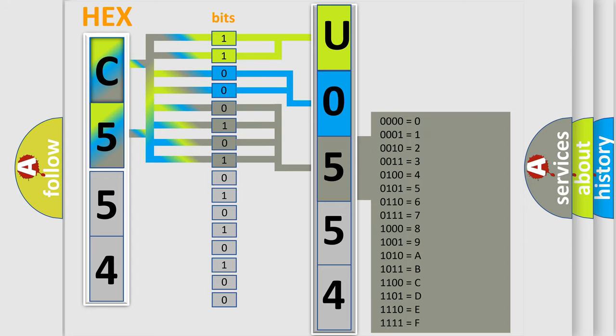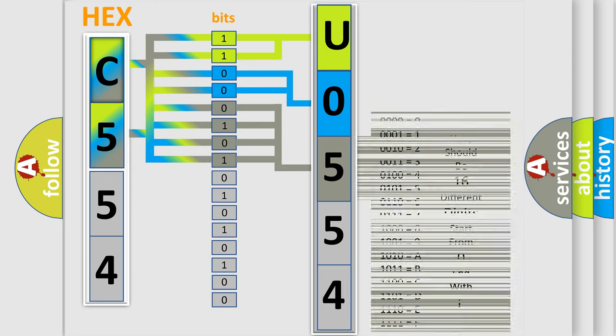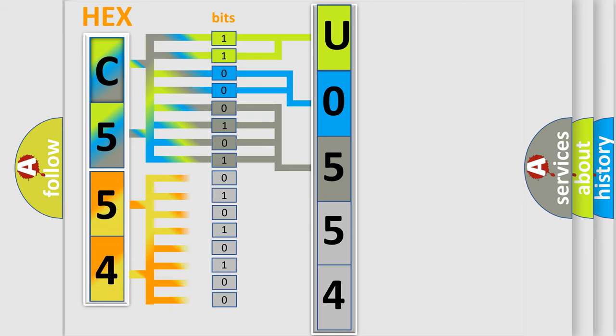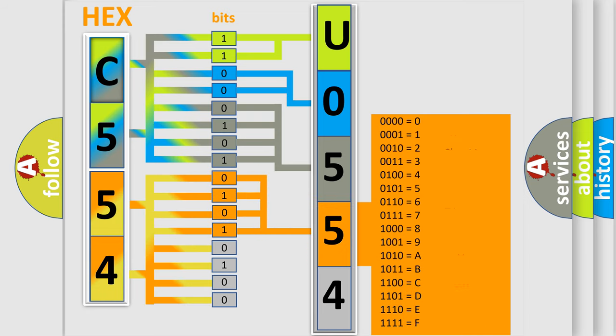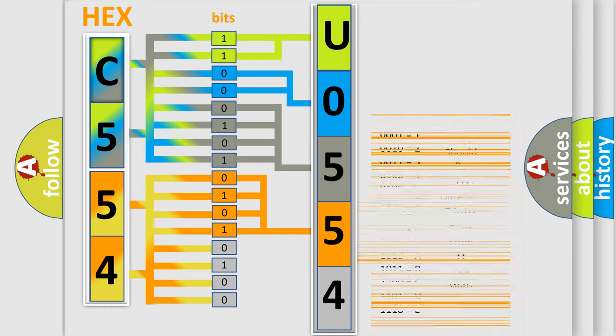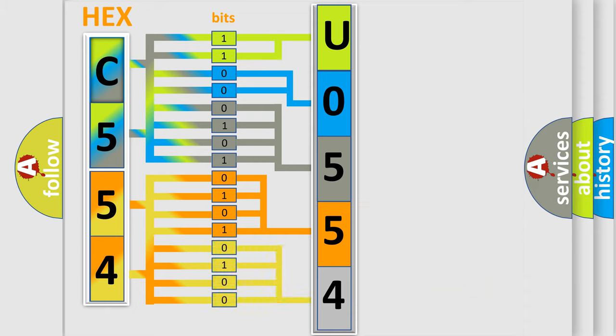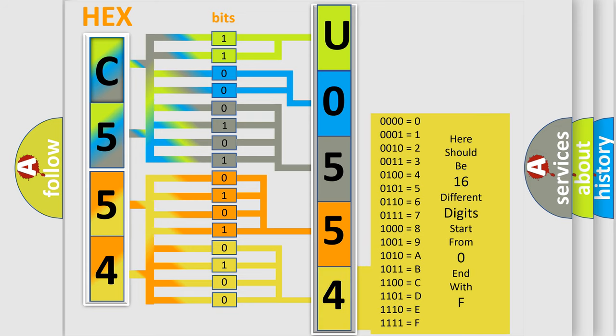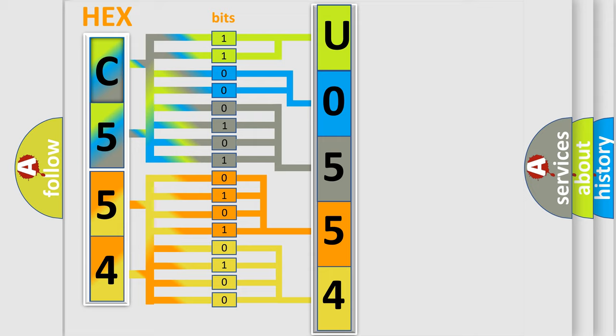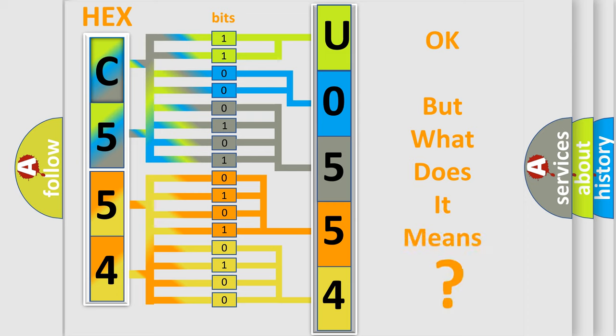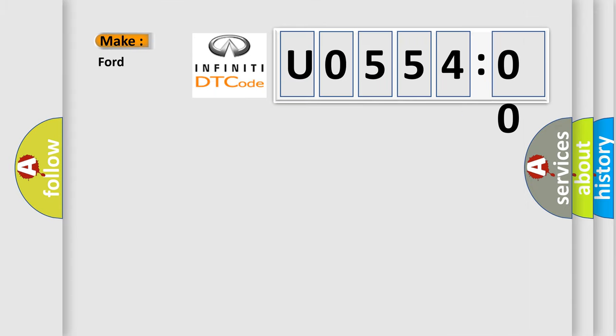The second byte is composed of a combination of 8 bits. The first 4 bits determine the fourth character of the code, and the combination of the last 4 bits defines the fifth character. A single byte conceals 256 possible combinations. We now know in what way the diagnostic tool translates the received information into a more comprehensible format. The number itself does not make sense to us if we cannot assign information about it to what it actually expresses. So, what does the Diagnostic Trouble Code U0554-00 interpret specifically for Infiniti car manufacturers?